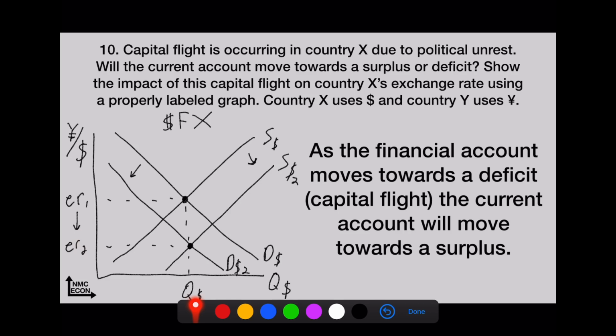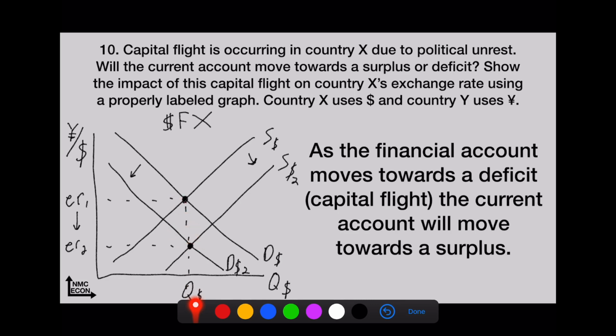At the same time, no foreigner really wants to expose their money to this unstable situation, with all this capital flight occurring. So they're going to demand fewer dollars. That's an inward or negative demand shift. Both of these things are pushing down on the exchange rate, or depreciating the dollar. It'll depend on the size of the shifts whether the quantity of dollars in the foreign exchange market increases or decreases, but they're both pushing down on the exchange rate.